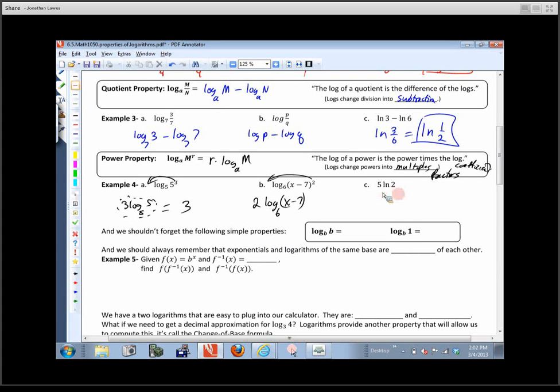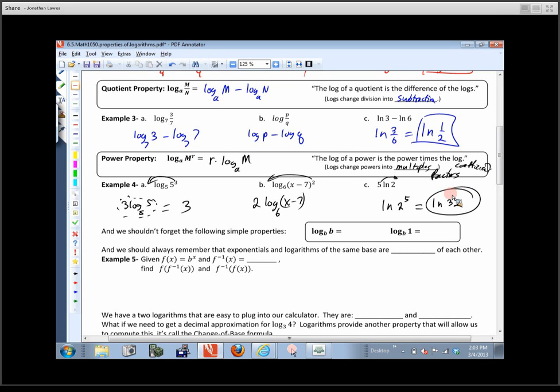This doesn't get much simpler here, but we can use this property in the opposite order. We can take a factor out front and we can put it up here, and this becomes the ln of 2 to the 5th, which we would probably rewrite as the ln of 32, and that's how we'd write that.